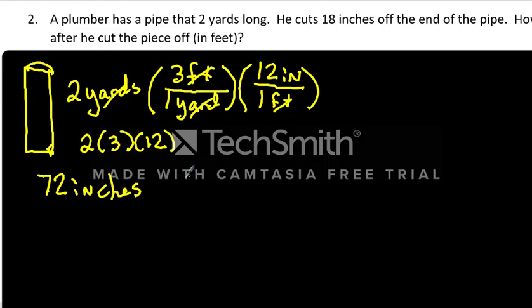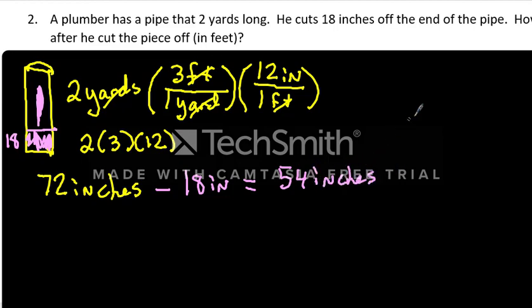Now we have to take this pipe and cut a certain amount off. We have to cut off 18 inches. So how long is our new pipe? Well, if I take the 72 inches that it was and take away 18 inches, cutting away this 18 inches part, our new pipe is now 54 inches long.